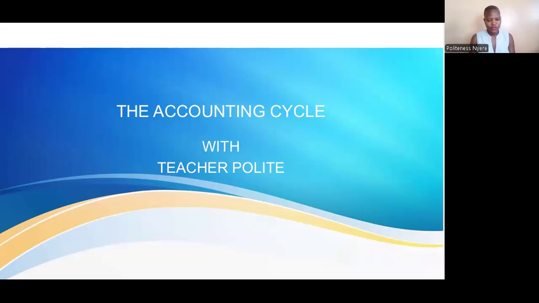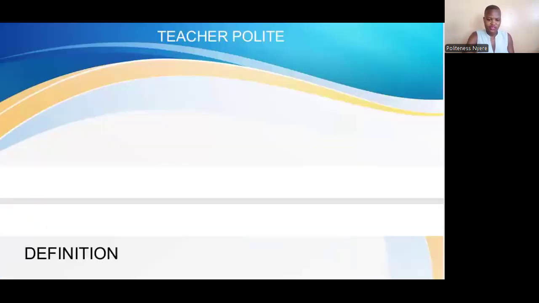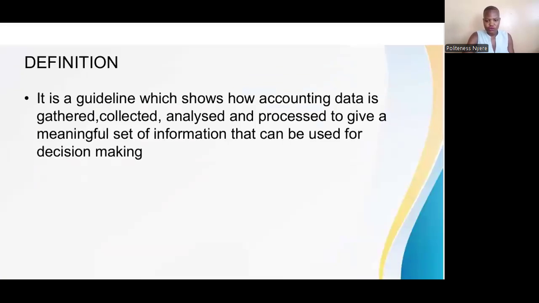Today we are going to be looking at the accounting cycle. So let's define what the accounting cycle is. When you talk of the accounting cycle, it is a guideline which shows us how accounting data is gathered, collected, analyzed, and processed to give a meaningful set of information that can be used for decision making. So that is the accounting cycle.